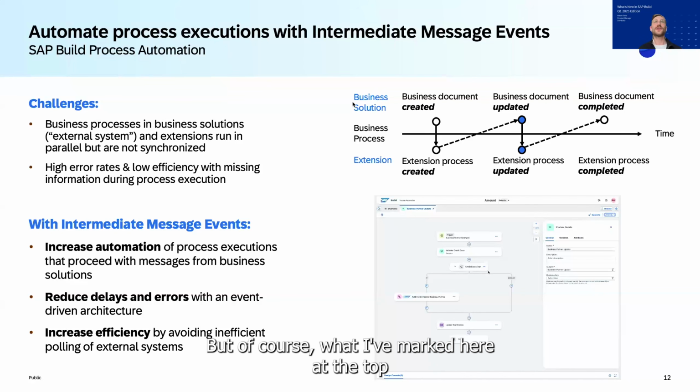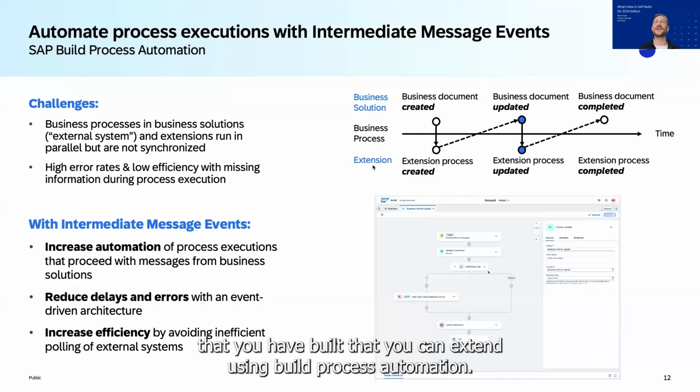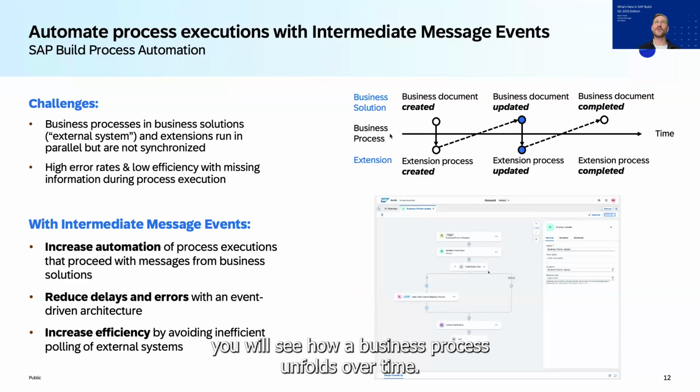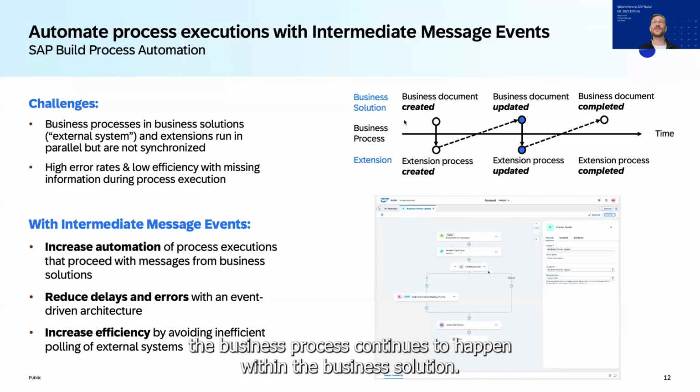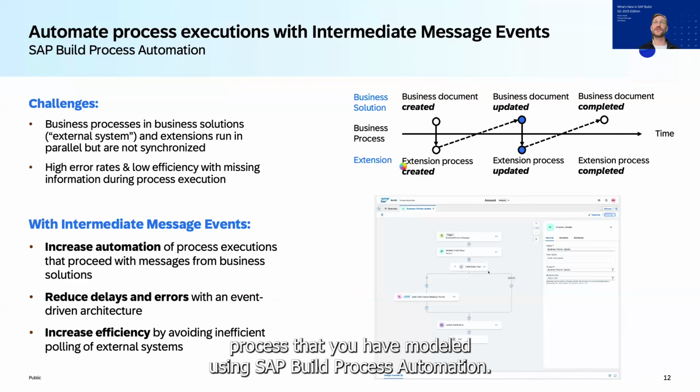But of course, what I've marked here at the top as business solution can also be a custom application that you have built that you can extend using Build Process Automation. So going from left to right on this little chart, you would see how a business process unfolds over time. And of course, the business process continues to happen within the business solution, but it also happens in your extension process that you have modeled using SAP Build Process Automation.